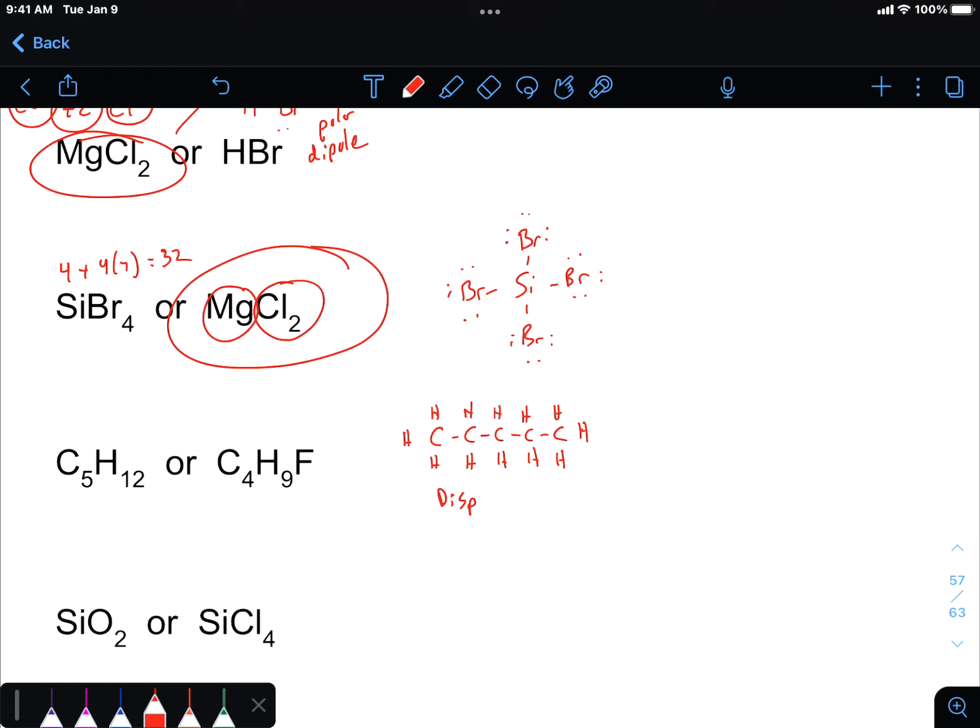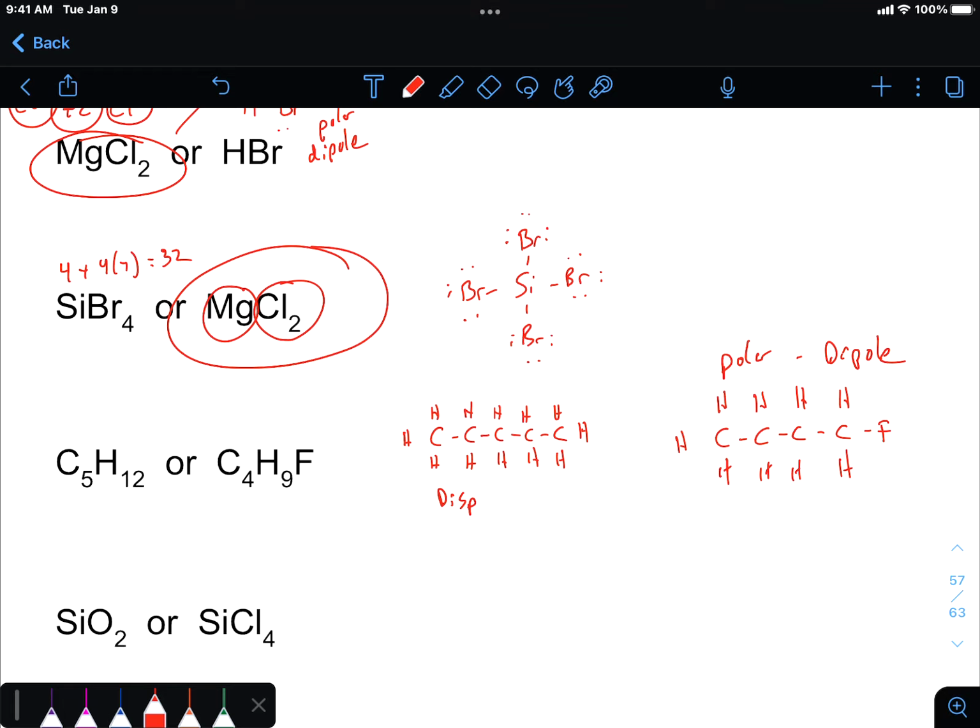Okay. So if we compare that with this other formula, C4, where there's 4 carbons in a line, and the last atom is going to be a fluorine. And we have H's. This time we only have 9 H's, which makes sense because if we count up the places where they can be, there's only 9 places. All right. Is this second molecule polar or nonpolar? It's polar. Which means it's dipole. Dipole, dipole. So dipole, dipole versus dispersion forces.